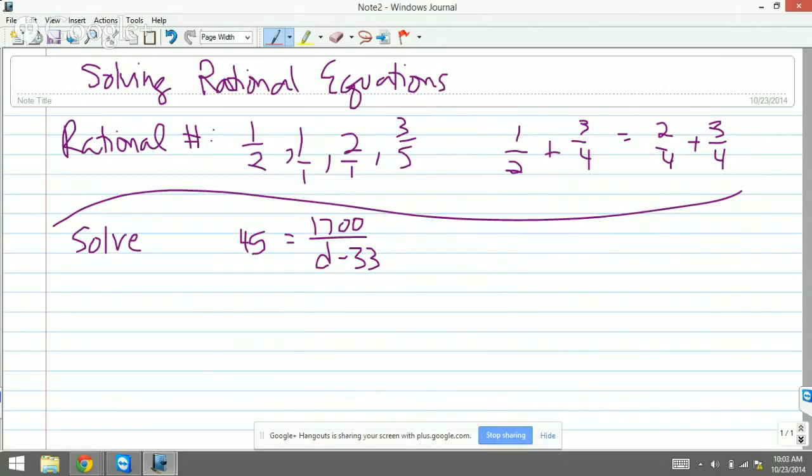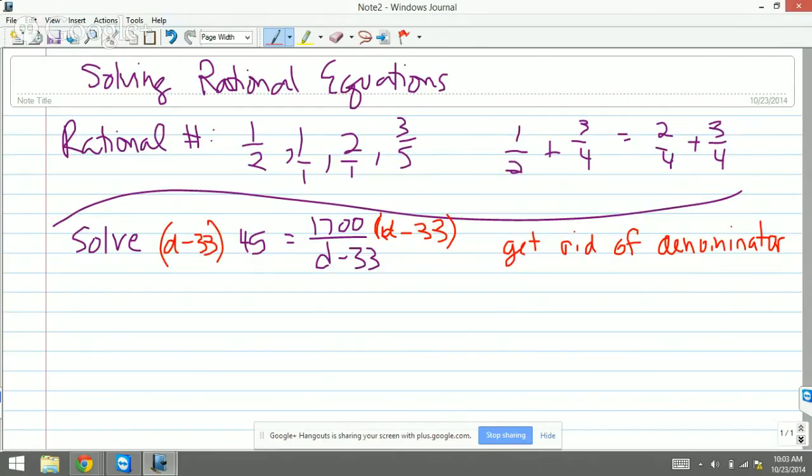Okay, this is basic. You can do this. See, you have the tools. You just have to apply them. What are we going to do first? Your objective number 1: get rid of the denominator.